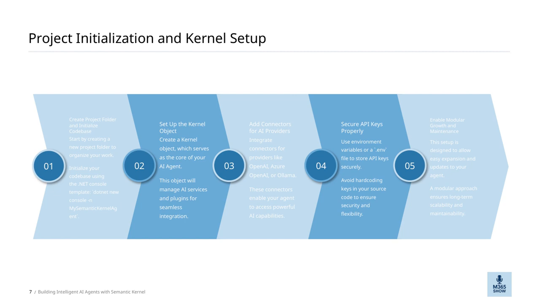Security is also key. Instead of hard-coding API keys directly into your source code, you should store them securely using environment variables or a .env file. This approach keeps your keys safe and makes it easier to manage different environments or update keys when needed. Finally, this setup is designed with growth in mind. By adopting a modular approach, you can easily expand and update your agent over time. This ensures your project remains scalable, maintainable, and adaptable to future needs.